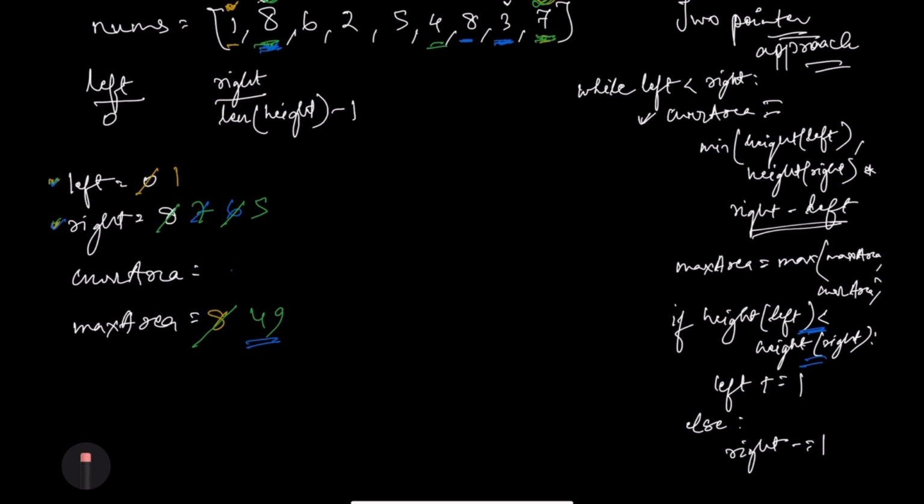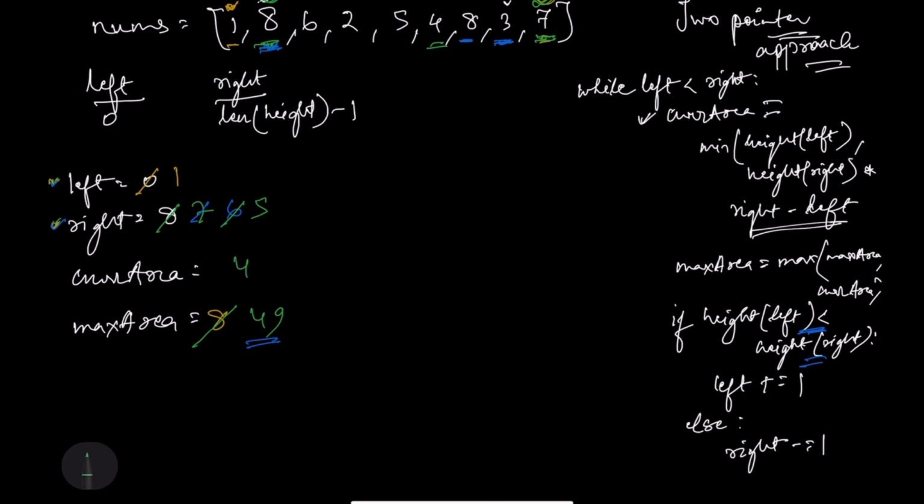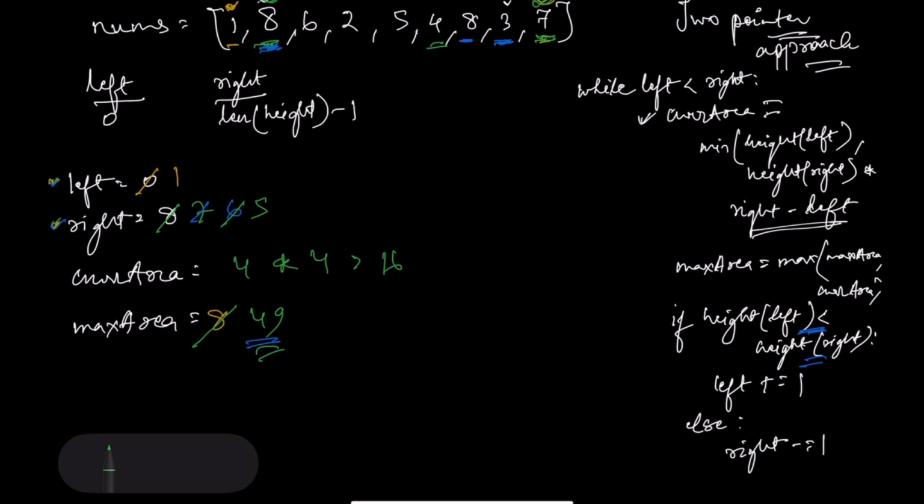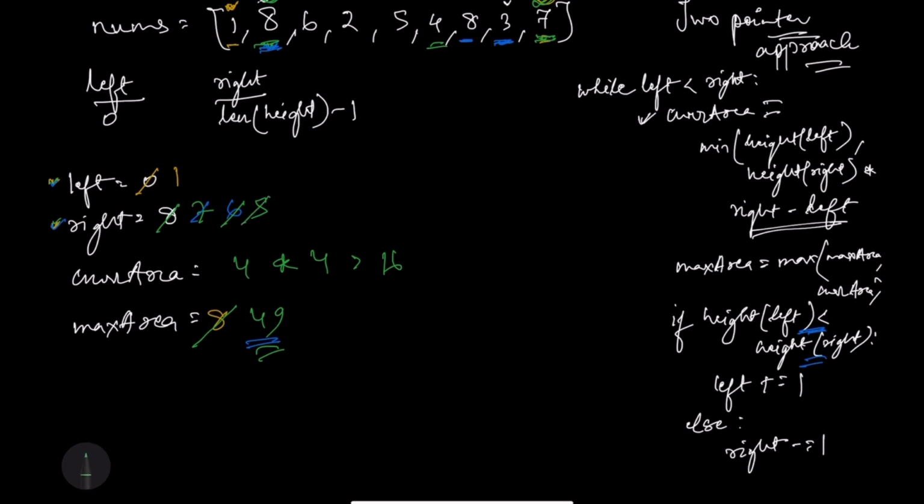So our 4 is of course smaller than 8. So it will be 4 multiplied by 5 minus 1, which is 4. So it will be 16. So we will check 16 against 49. So of course it will stay 49. Then what will happen? Between 4 and 8, of course 4 is smaller, so we will be moving inwards. That is from 5th we will come to 4th position.